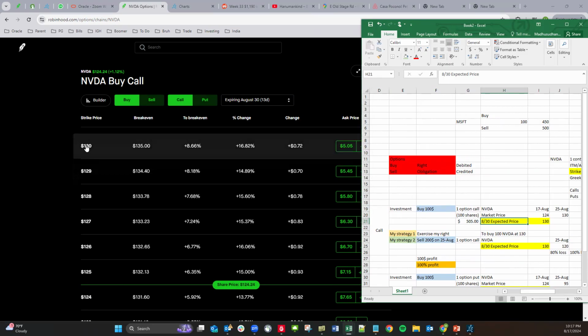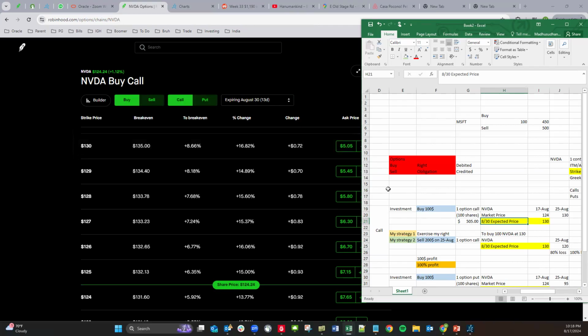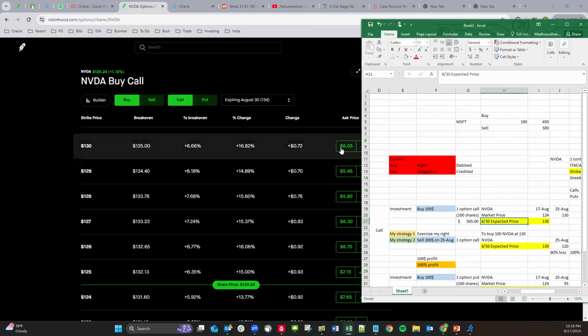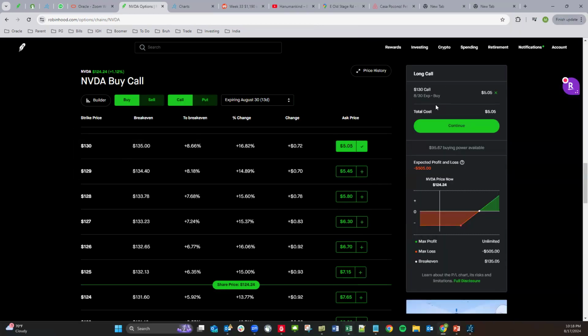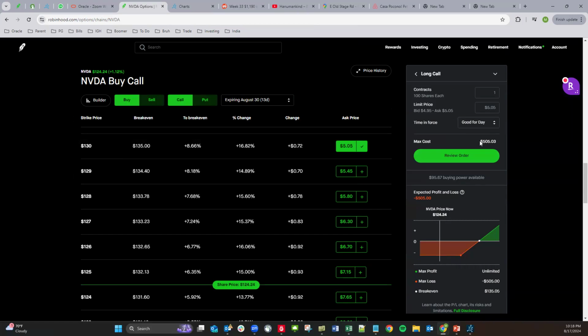So for 130, the cost is here. For every option price, you will see the price for the option call, which is essentially this times 100, because each option contract has 100. So if I try to buy this, it's going to show me $505 for buying one contract.